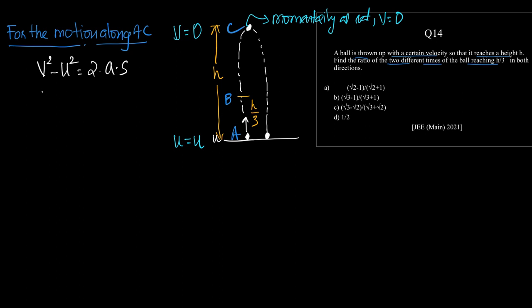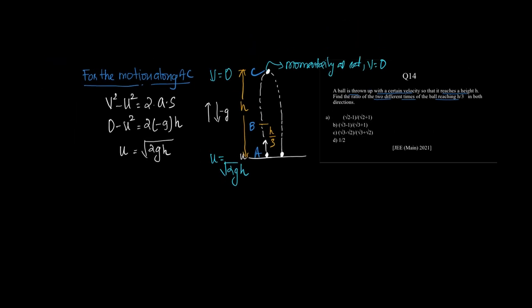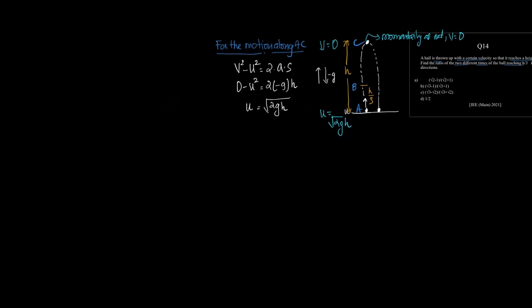If we substitute these values, what do we get? 0 minus u square is equal to 2 into, since the object is projected upwards, acceleration due to gravity taken downwards is minus g, so 2 into minus g into the whole height h. So u is equal to root of 2gh. Now we can write u as root of 2gh. I hope that much portion is clear.